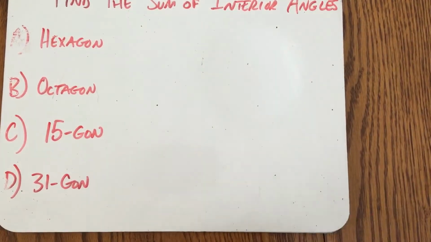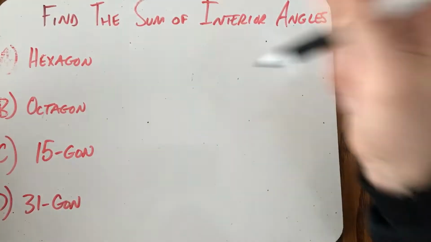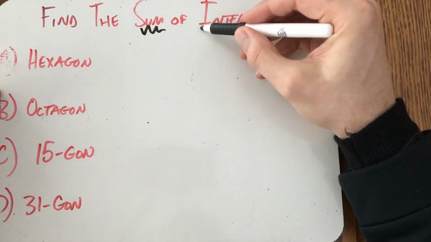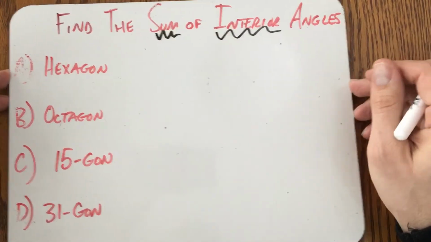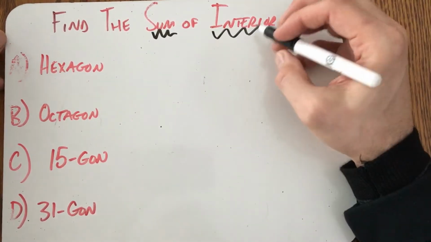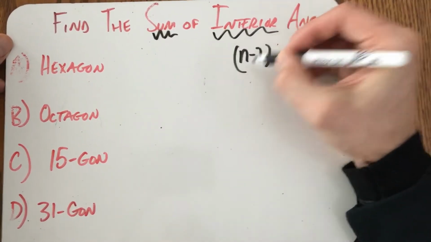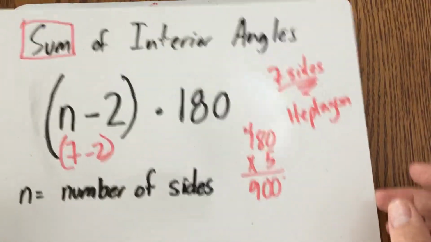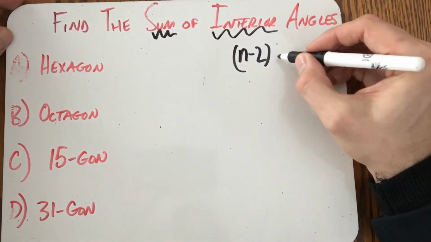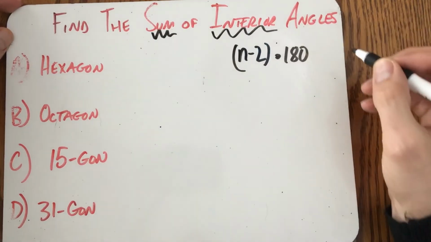So here are some practice ones. Find the sum of the interior angles. The sum, that's all of them added together, interior, inside. And so we've got our formula. I remember it, it's actually right here. I'm looking off camera. But it's the number of sides minus 2 times 180.